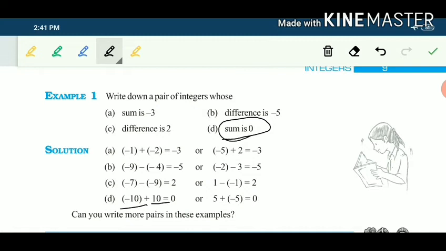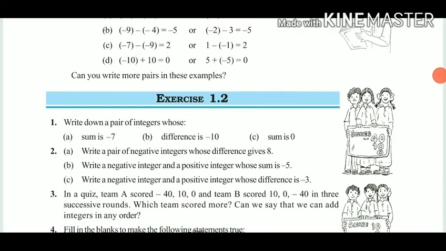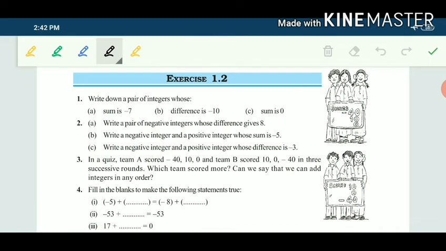So the sum of minus 10 and plus 10 is 0. The sum of 5 and minus 5 is 0. Now exercise 1.2, first question. It is the same as the example we had discussed. Two integers whose sum should be minus 7, difference should be minus 10, and sum should be 0.